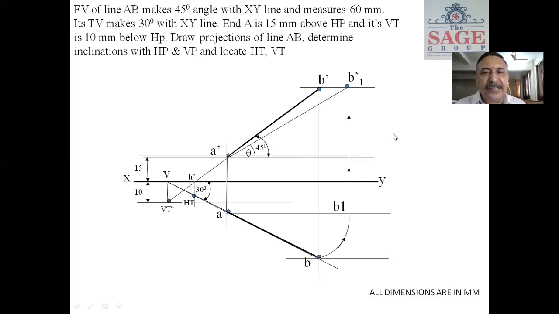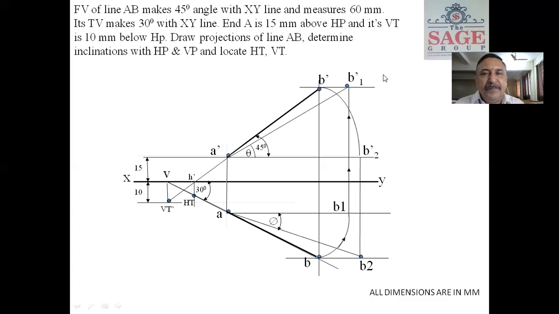Now the same process we apply for the front view. Rotate the front view, we get point B2 dash, then project it on the locus, we get point B2, and join B2 to A. This gives us again the true length, and this angle is phi.